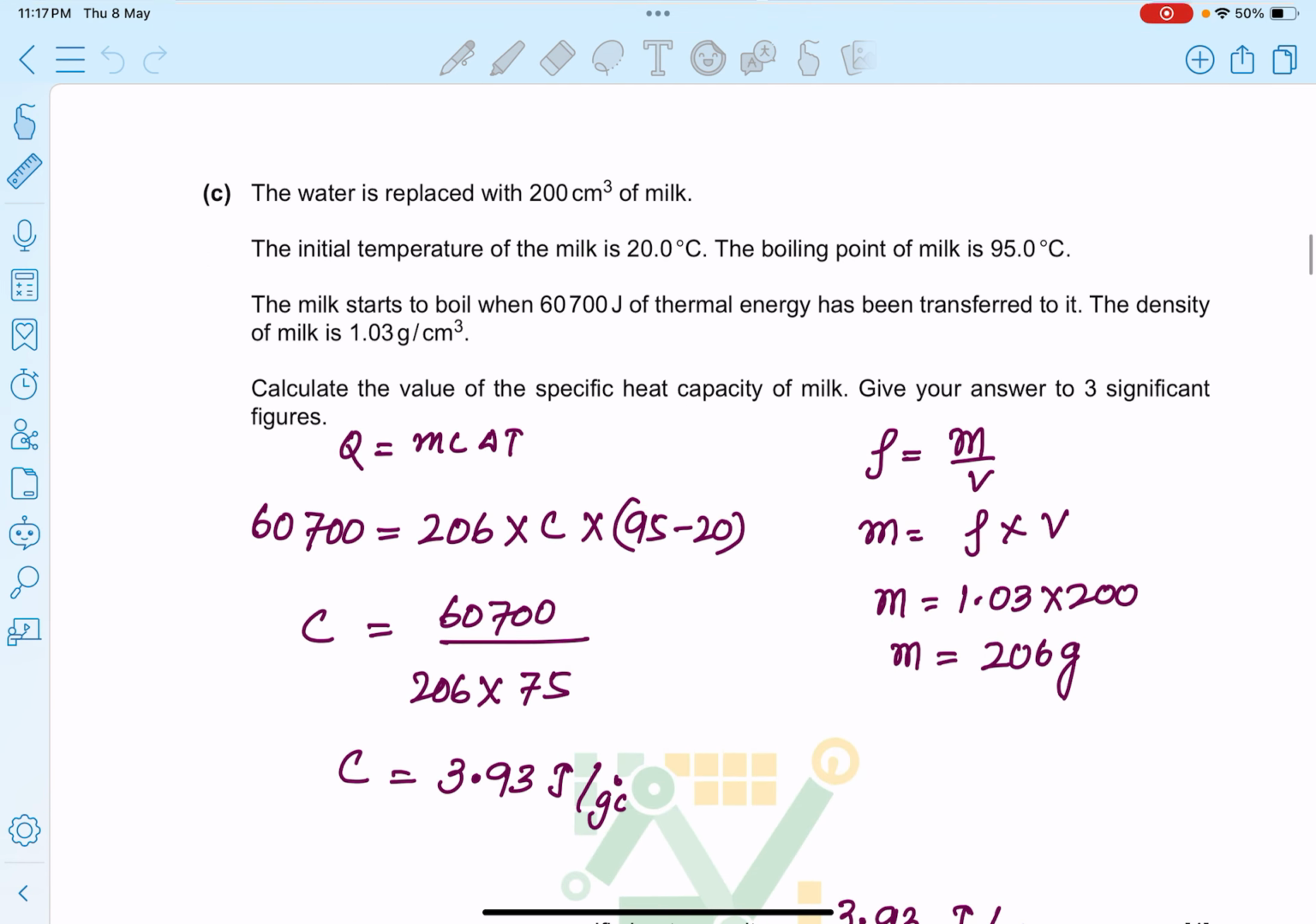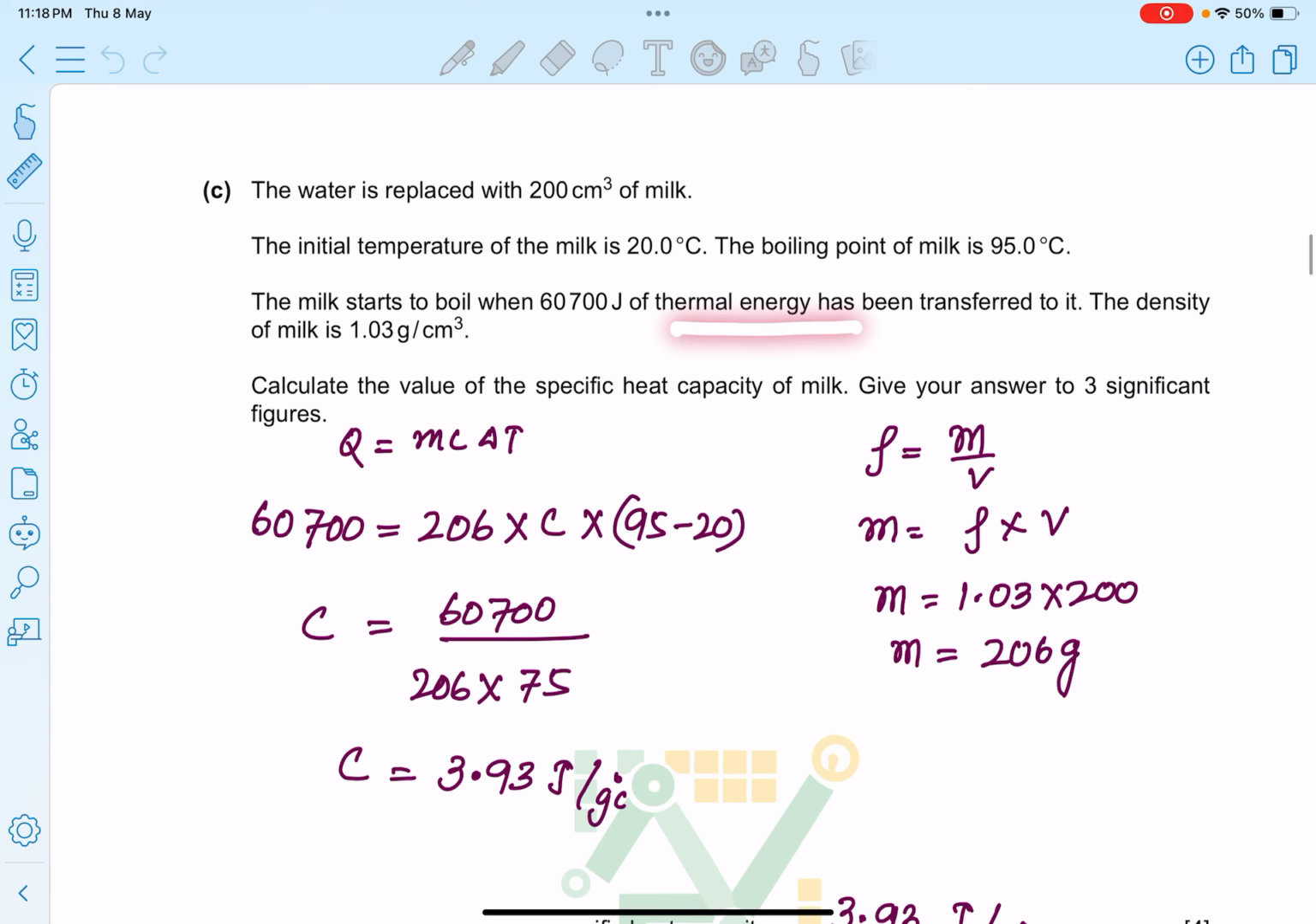Question number 2, part C. The water is replaced by 200 centimeter cube of milk. Now there is no water, there is milk, whose volume is given as 200 centimeter cube. The initial temperature of the milk is 20 degrees Celsius. The boiling point of milk is 95 degrees Celsius, and when the milk starts to boil, 607,000 joule of thermal energy has been transferred to it. The density of milk is given as 1.03 gram per centimeter cube. Calculate the value of the specific heat capacity of milk. Give the answer to three significant figures.